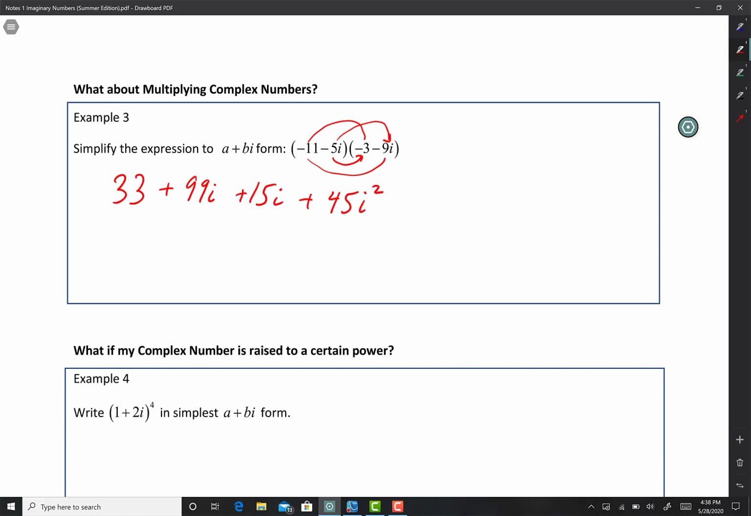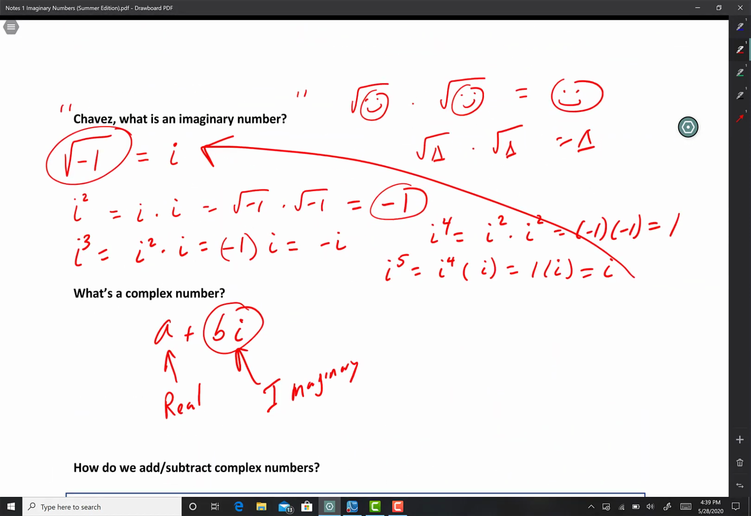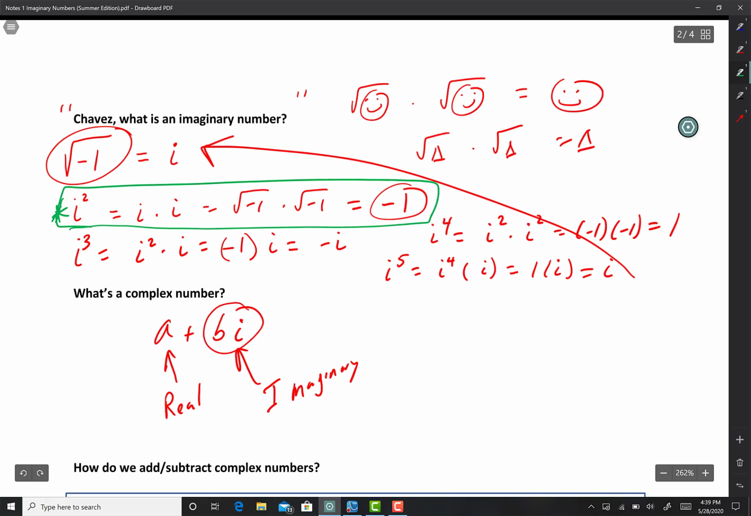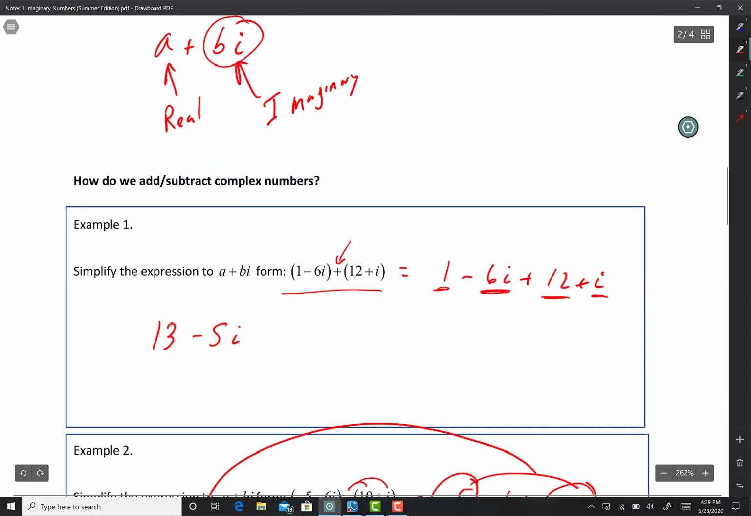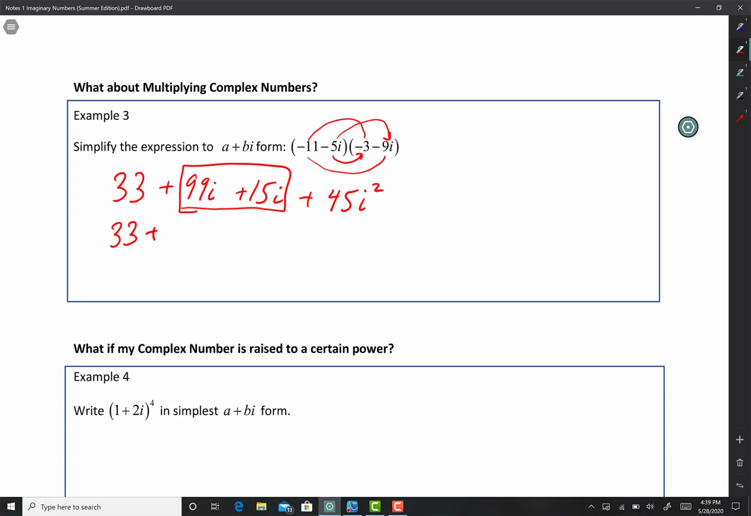So there it is. So now remember what we've talked about up here, that i squared was equivalent. So it's right here in green, guys. i squared is equivalent to negative 1. So we come back down, and I'm going to write, where are you? Here we go. So 33 plus, if you want to go ahead and combine these two, you guys can go ahead and do that, guys. Combine like terms. 99 plus 15. Well, 100 plus 15 was 115, so that must be 114, right? 114i. And then plus 45 times negative 1.